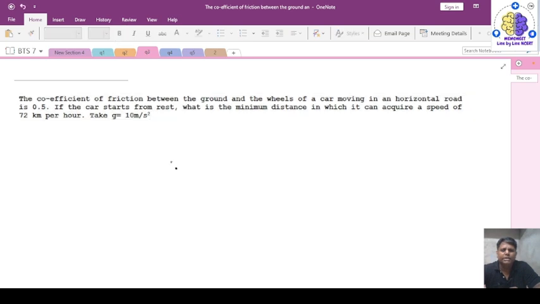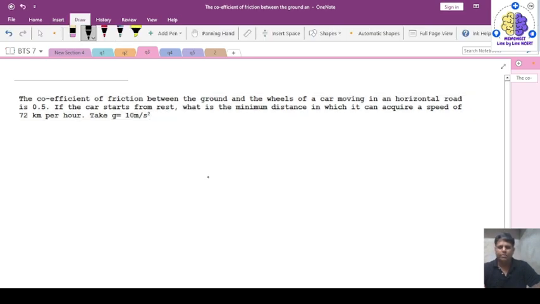Let's see this numerical. What is happening in this numerical is they say that the coefficient of friction between the ground and the wheel of a car moving on a horizontal road is 0.5. If the car starts from rest, what is the minimum distance in which it can acquire a speed of 72 kilometers per hour? So see, since it is starting from rest, it means it is overcoming the limiting frictional force. So the limiting frictional force Fr is equal to mu into R, and the force applied externally by the engine of the car will be equal to F, which can be written as F is equal to M into A.